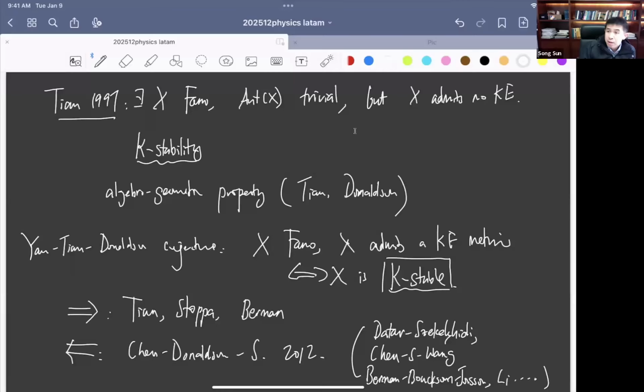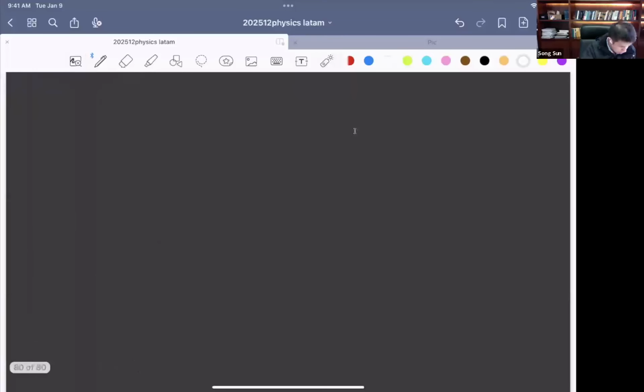So 20 more minutes, 5 minutes. Let's maybe explain a little bit more of this K-stability. The picture is very geometrical. So let's explain this. So K-stability.